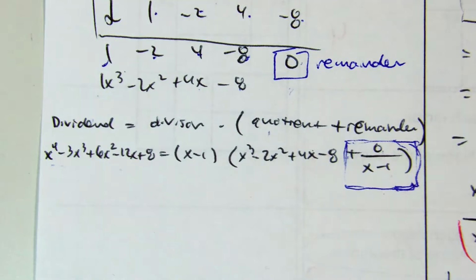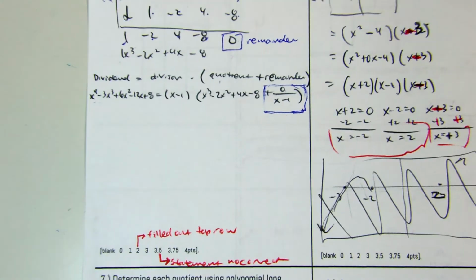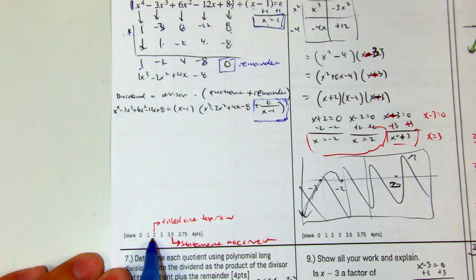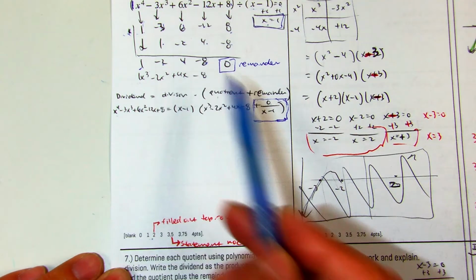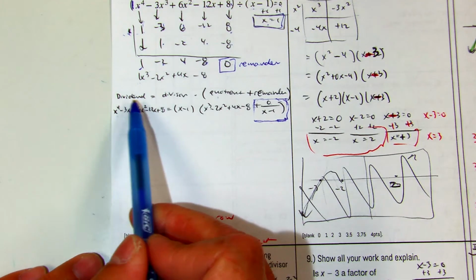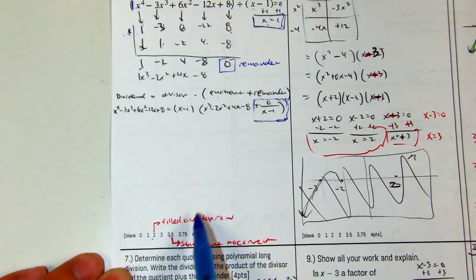The partial credit for that problem, if you just filled out the top row of the synthetic division, if you can tell me the coefficients, I gave you 2 points. If you gave a correct answer, such as this, but you had no statement. The statement was the dividend equals, not the words, but what was underneath. And if you missed a part of it, then you got 3.75.